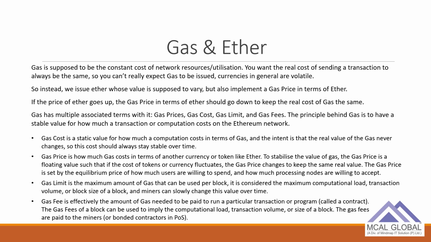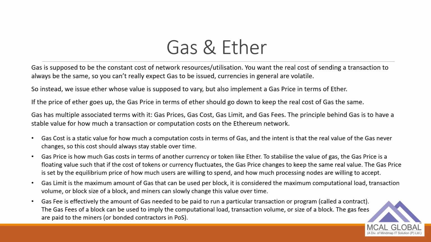Gas price is how much gas costs in terms of another currency or token like Ether. To stabilize the value of gas, the gas price is a floating value such that if the cost of tokens or currency fluctuates, then the gas price automatically adjusts itself to the same value. The gas price is set by the equilibrium price of how much users are willing to spend and how much the processing nodes are willing to accept. So it is a safe equilibrium between how much you want to pay for a transaction and the minimum that the nodes will accept to do a transaction for you.